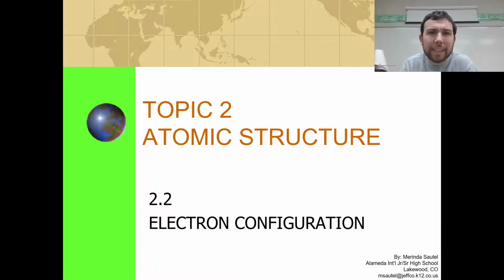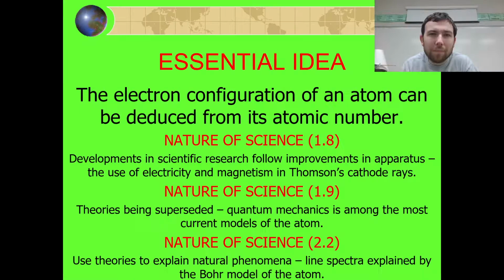Okay, so let's go ahead and dive right in here and take a look at what we need to get our bearings around. First thing, the standards, if you will: the electron configuration of an atom can be deduced from its atomic number. So that makes sense. We should be able to determine the electron configuration of an element once we know its atomic number, because we know how many electrons it has.